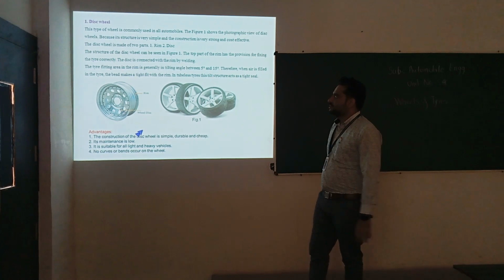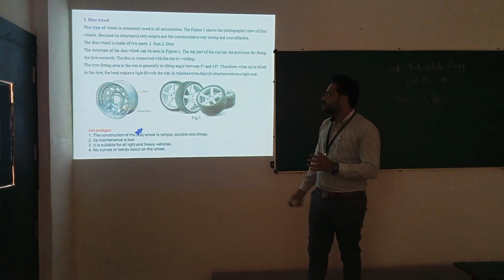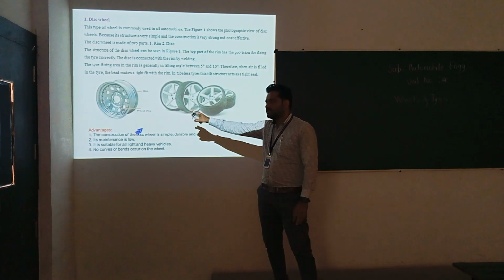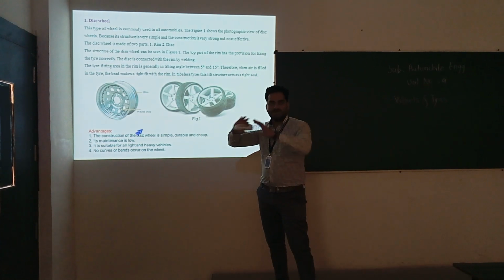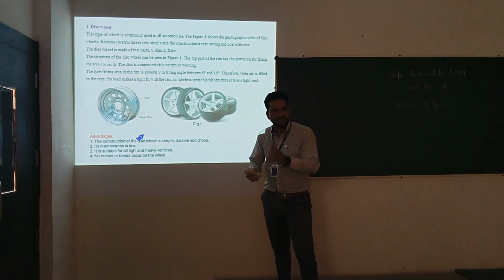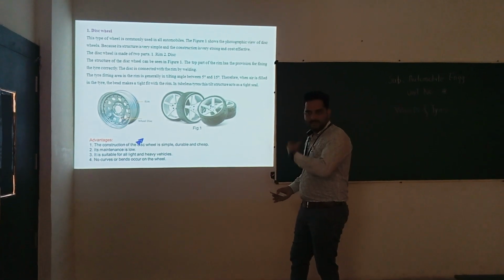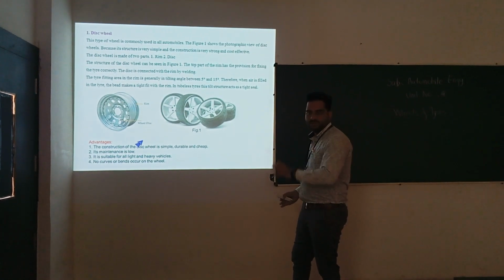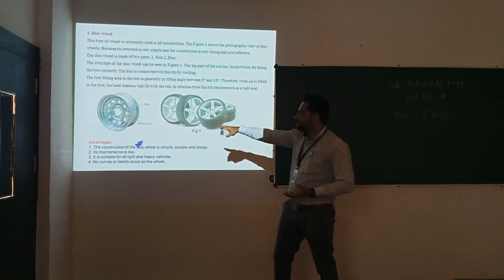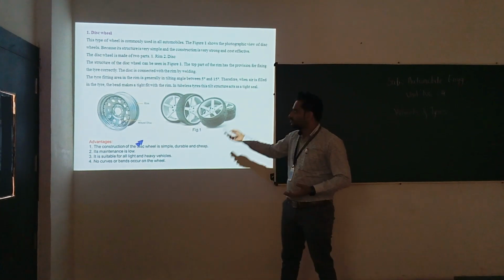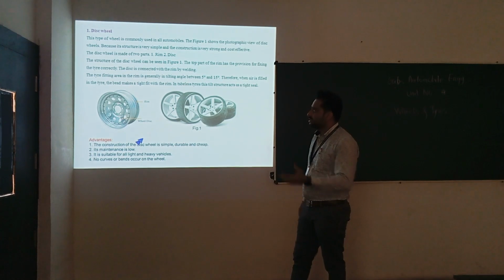The disc wheel is made up of two parts. First one is the rim and the other one is the disc. Here you can see in this figure there is a rim on which we are fitting the tire, and there is a disc for supporting that rim, to support the load of the vehicle. The total load and shocks of the vehicle are taken by this wheel. So this is the construction of the disc wheel.